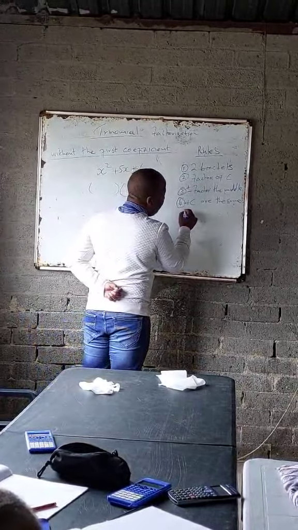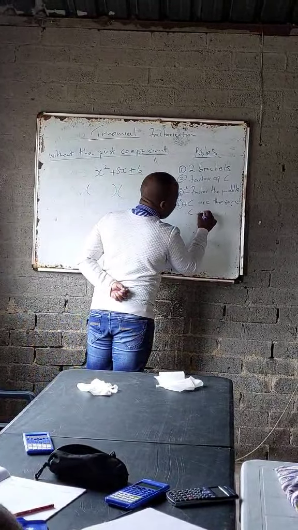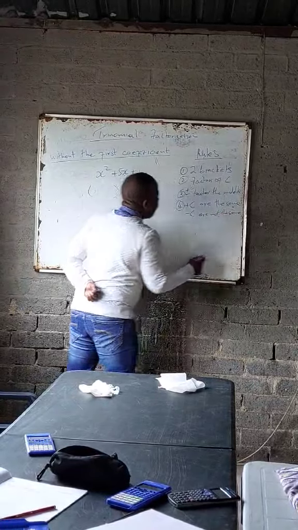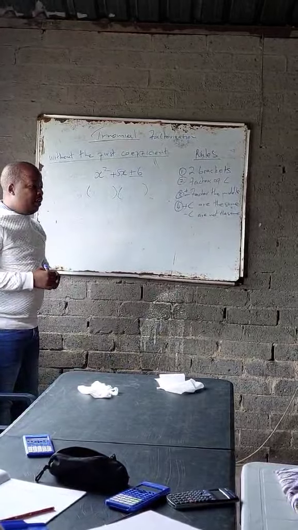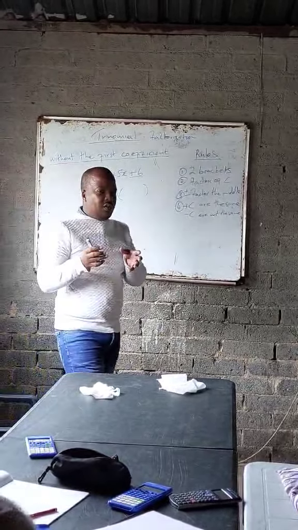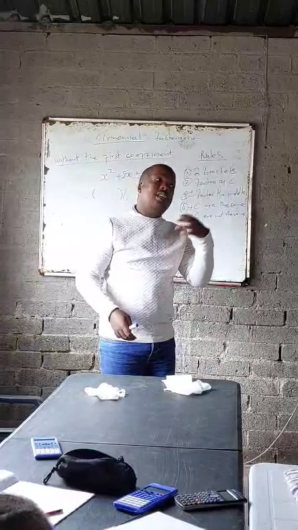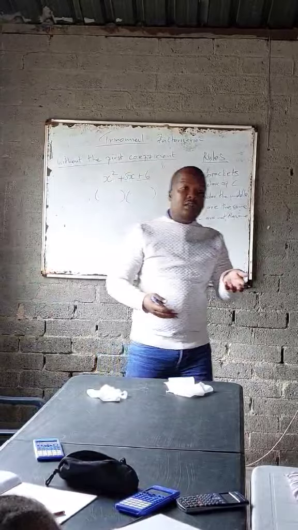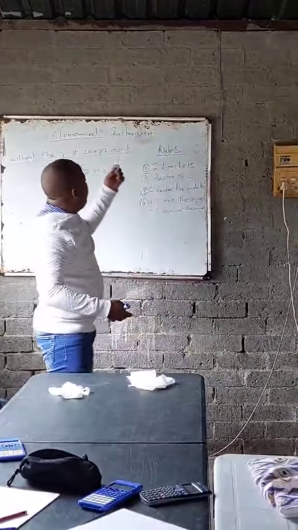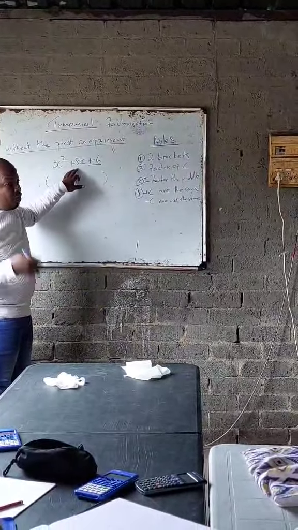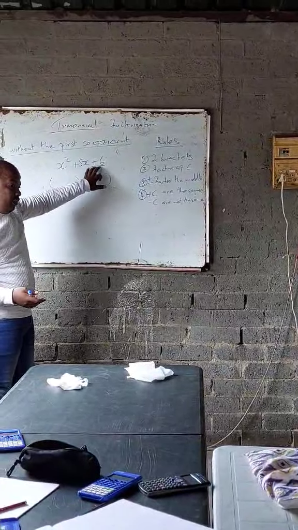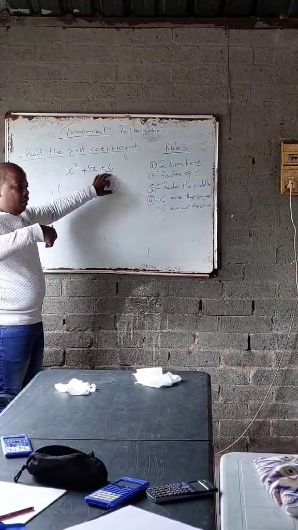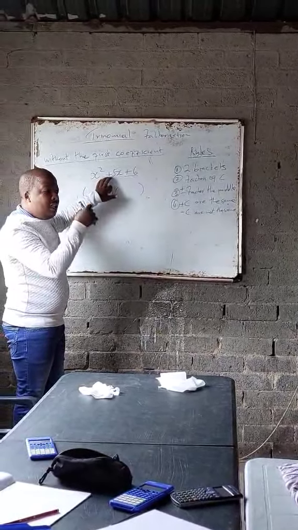If C is negative, then the signs are not the same. So one will be negative and one will be positive. Now, when the signs are not the same, then we're going to discuss where does the negative go, where does the positive go. It's simple. Since the signs will not be the same, if C is negative, the bigger number will take the sign of the middle term.